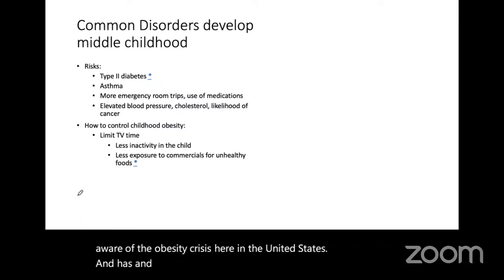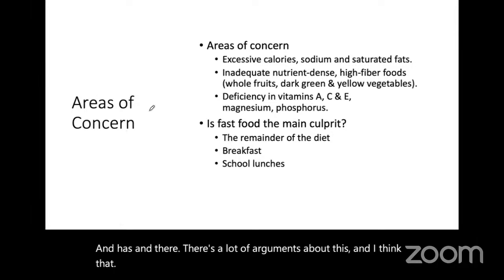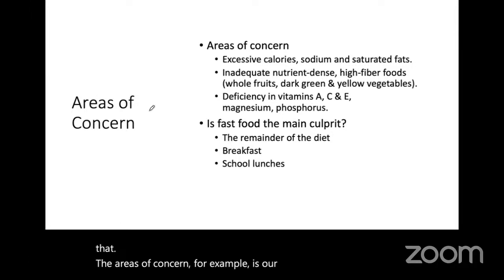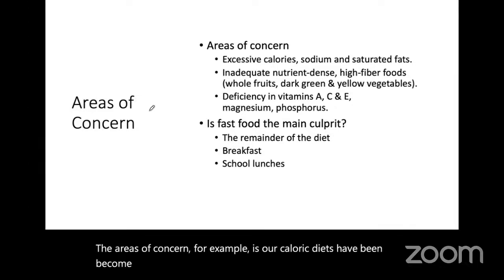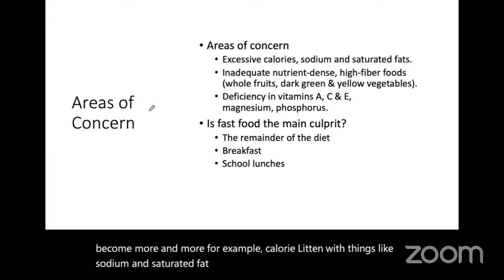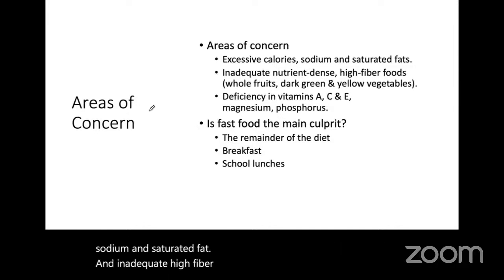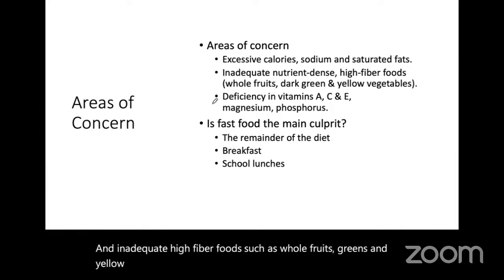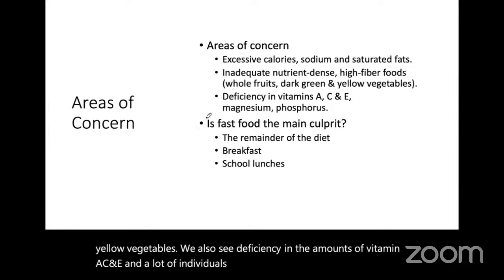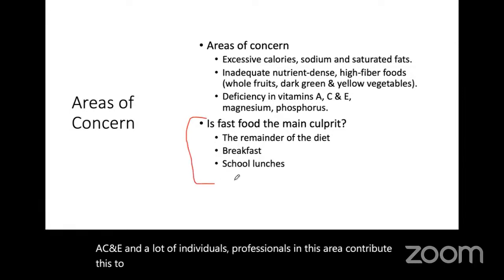There's a lot of arguments about this. One of the areas of concern, for example, is that our diets have become more and more calorie laden with things like sodium and saturated fat, with inadequate high fiber foods such as whole fruits, greens, and yellow vegetables. We also see a deficiency in the amounts of vitamins A, C, and E. And a lot of professionals in this area attribute this to things such as our fast food diet, which, in order to make those foods, you take out different items instead of putting them in.